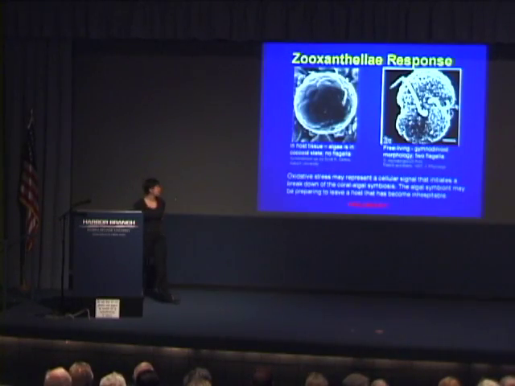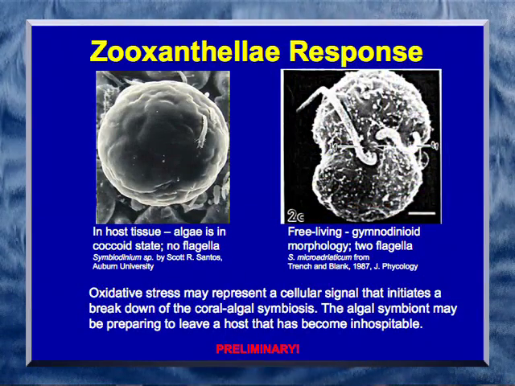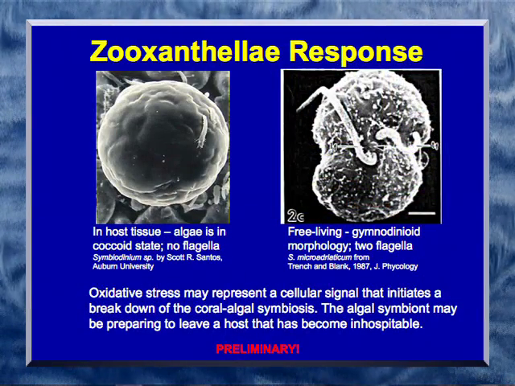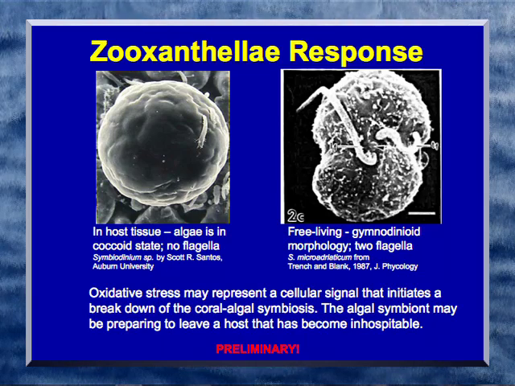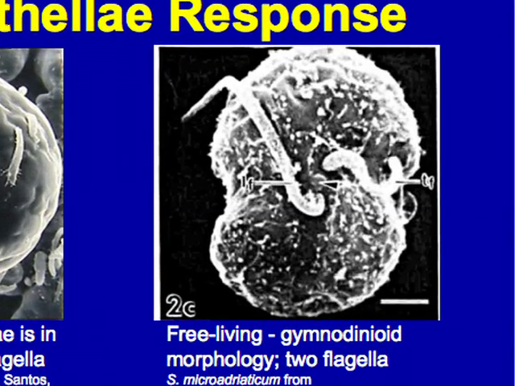And this is interesting because in a symbiotic relationship with coral, zooxanthellae lack flagella and are in a coccoid state. When they're free living and they're swimming about on their own in the ocean, they have flagella and are in a gymnodinioid state, as you can see here. So it's kind of interesting, why are they producing a flagella gene when they don't have or need flagella because they're not moving around in the coral tissue?